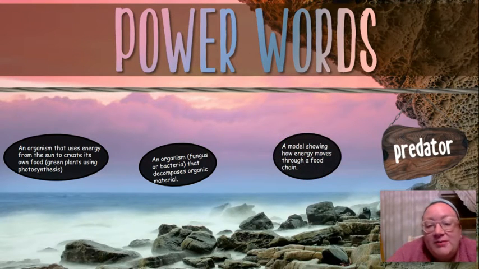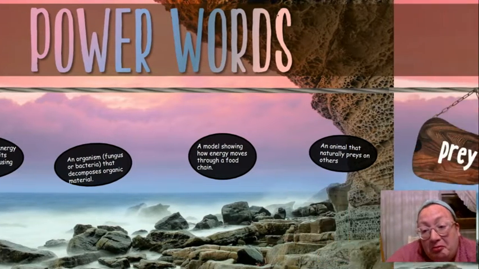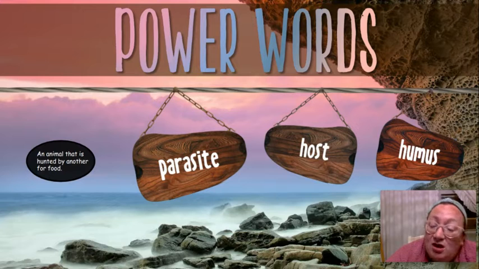An energy pyramid is a model that shows how energy moves through a food chain. All right, we've got our next word, predator. Not the big scary guy from the movies, but I can see how he got that name. A predator is an animal that naturally preys on others. So it's pretty aggressive, fights to survive. Meanwhile, the prey or the poor victims, they are the animals that are hunted by another for food.